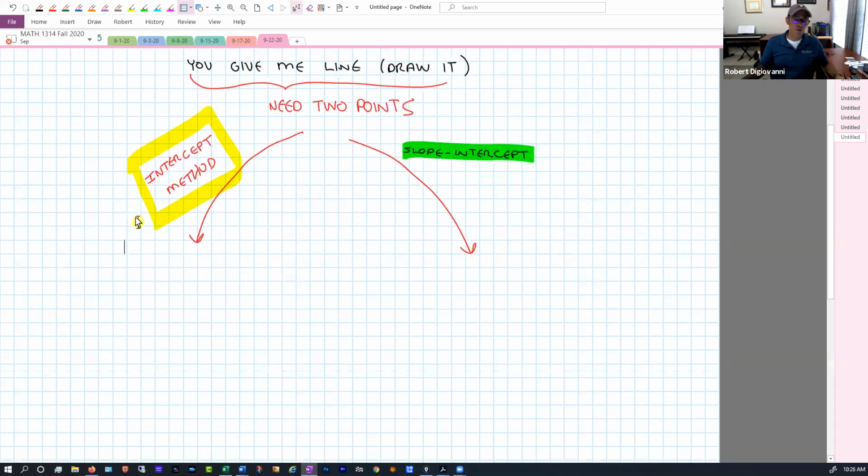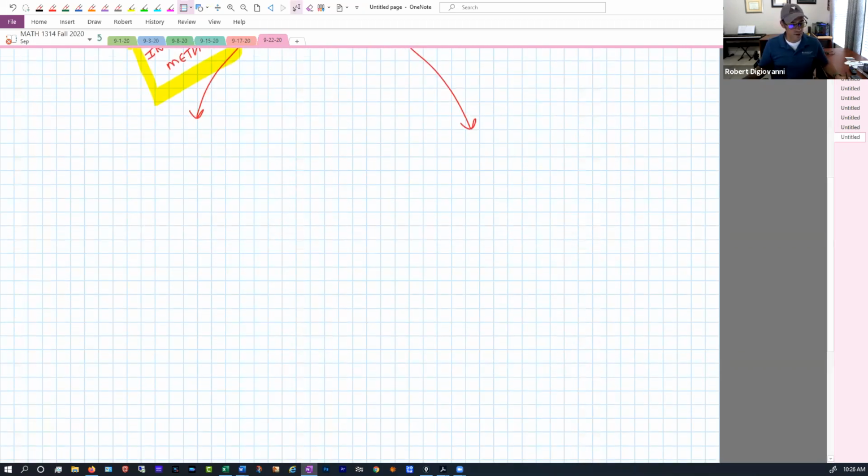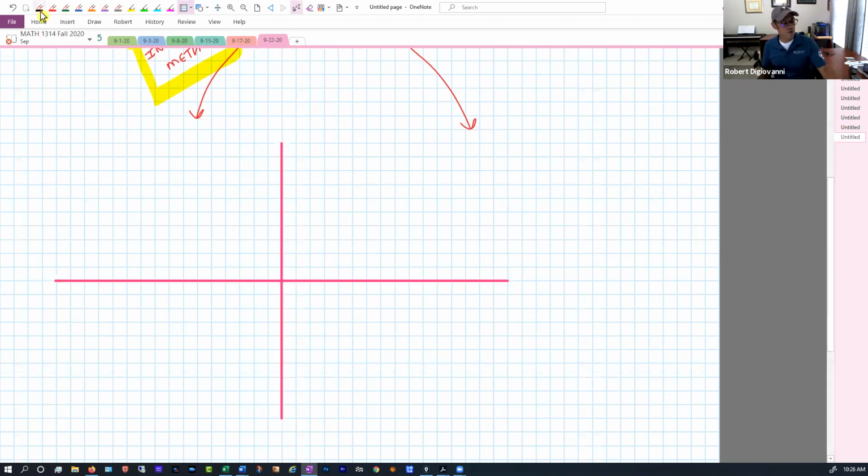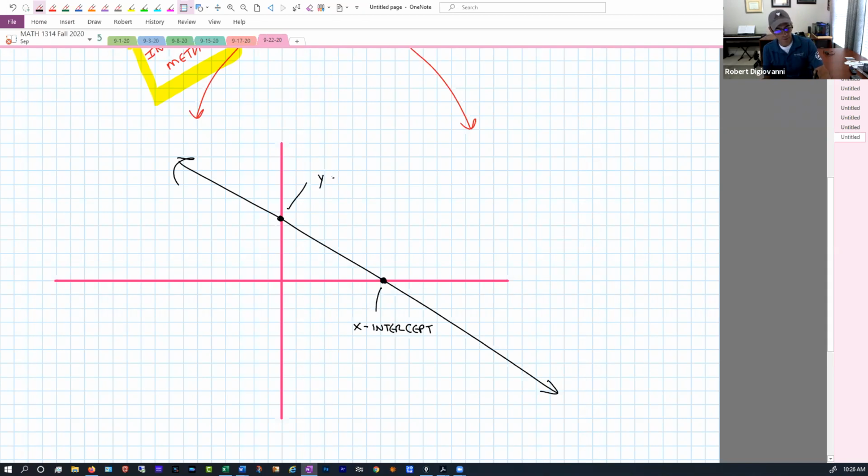So let's first talk about the intercept method, all right? So to talk about the intercept method, I want you to understand something about lines. Hey, now I have a pink, okay. So if I were to just draw a line right now, okay, I'm just gonna draw a line. There we go. When I draw a line, the line crosses through both the X and Y axes. Right? Do y'all see that? This point is called the X-intercept. And this point is called the Y-intercept.